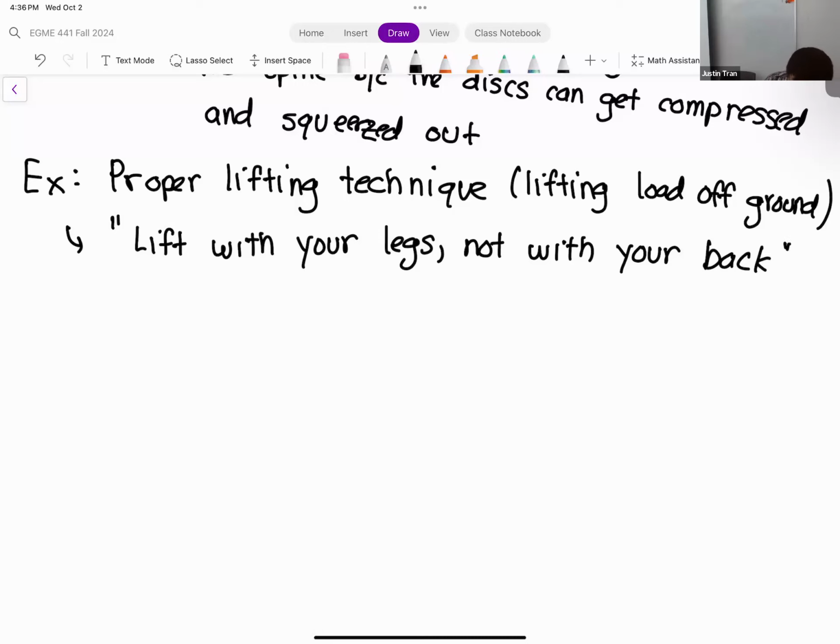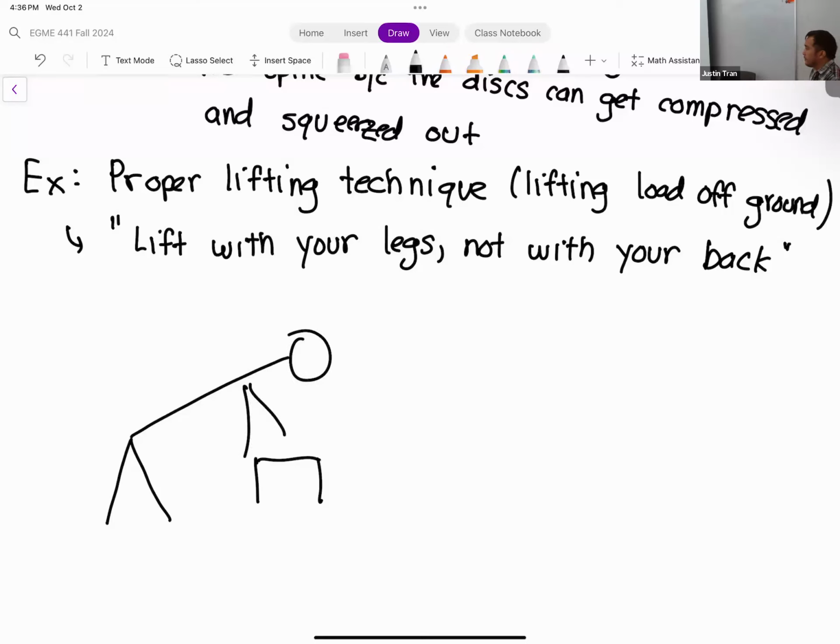Okay. And so let's say that you have a load, say picked up off the ground. Generally the poor technique is to basically bend over at your back and try to lift it up that way, right? This is the bad way to do it.